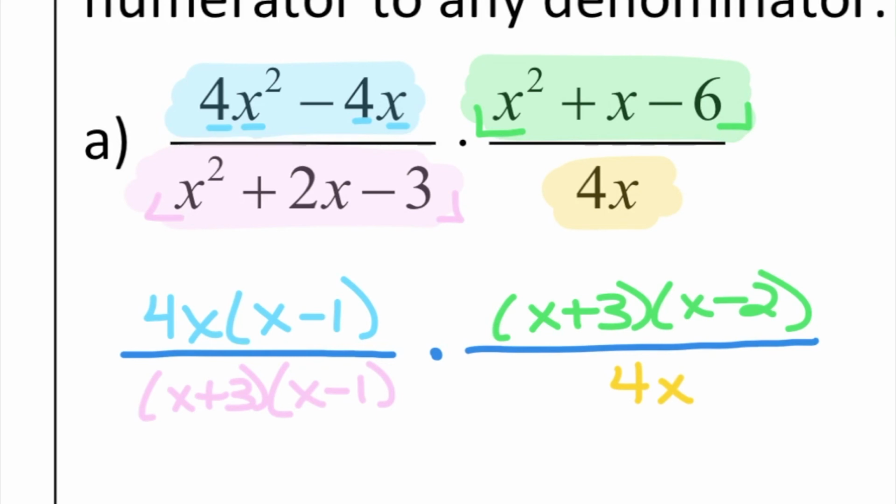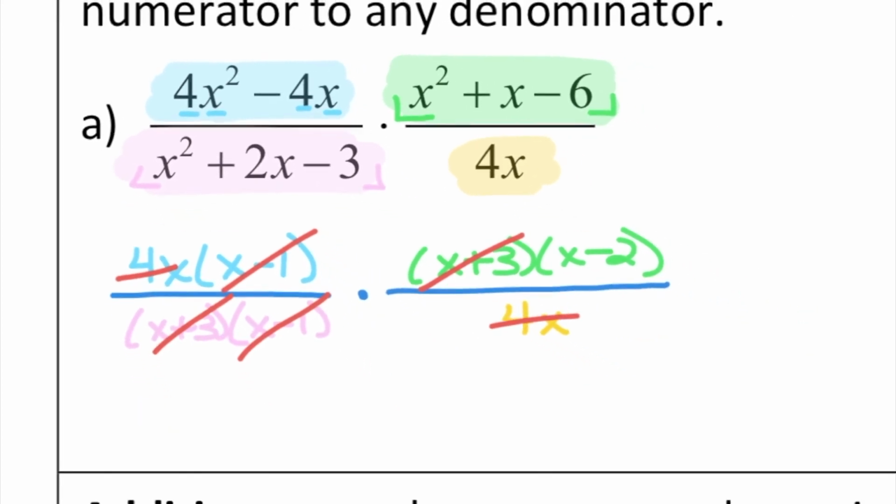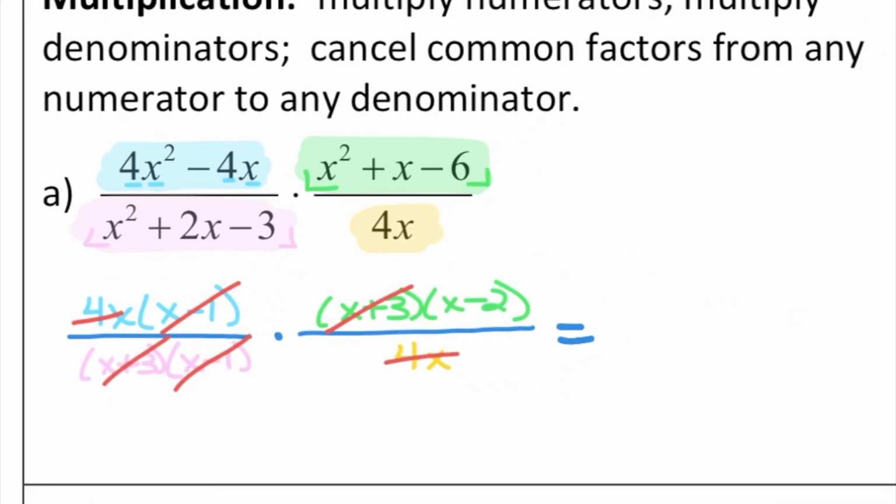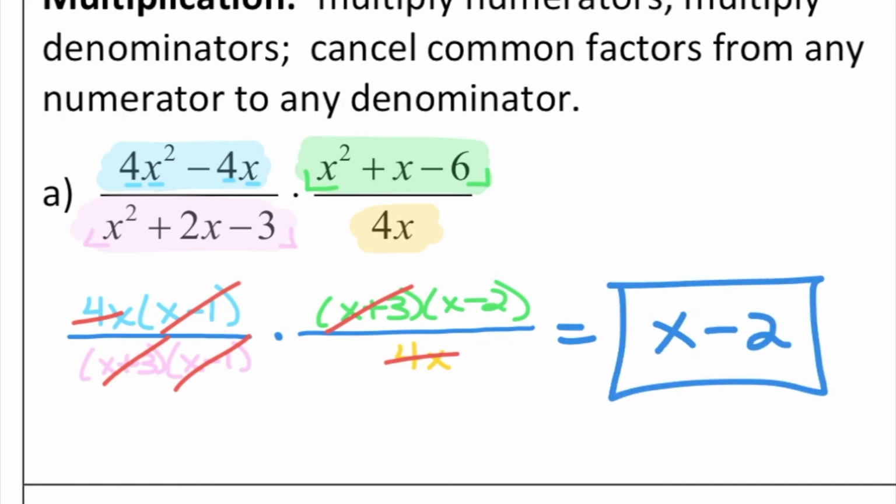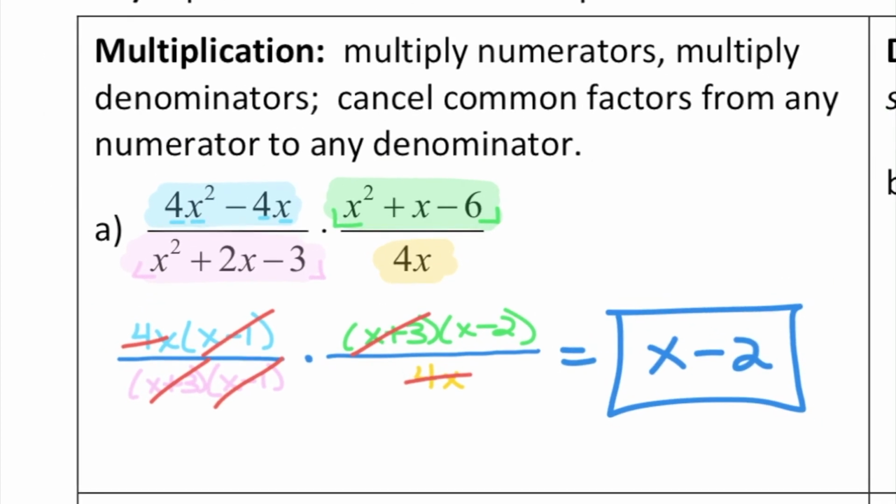So here I have nothing but multiplication, and I have an x minus 1 here and here. I have an x plus 3 here and here, and I have a 4x and a 4x. And so the only thing that I have left in the denominators is all ones, and in the numerator is just that x minus 2. So my answer to this entire problem is x minus 2 over 1, but we don't really write over 1, so it's just x minus 2.